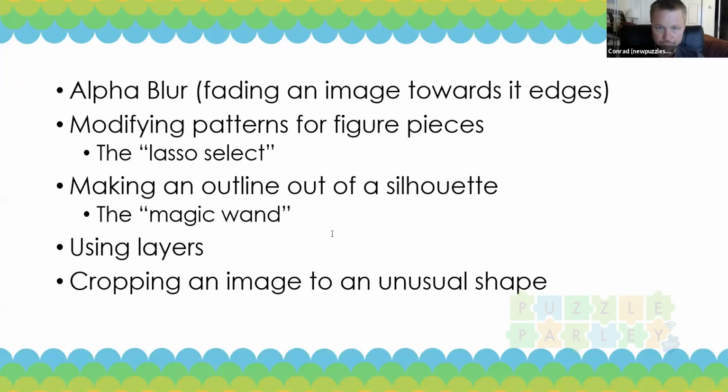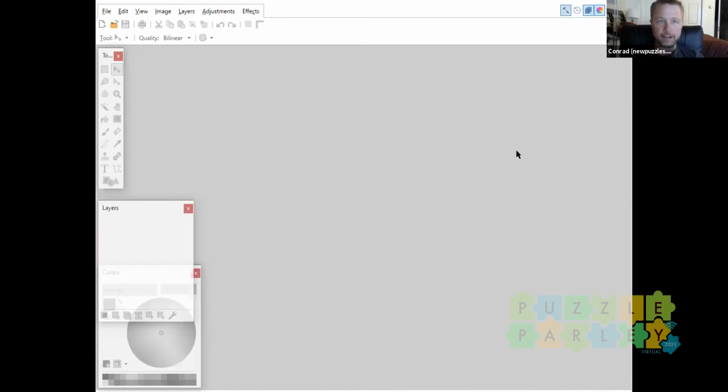There we go. All right, so this is paint.net. I'm not going to go over all the icons, and if you install the software, the toolbars might be in a different location or look different. So let's talk about alpha blur.